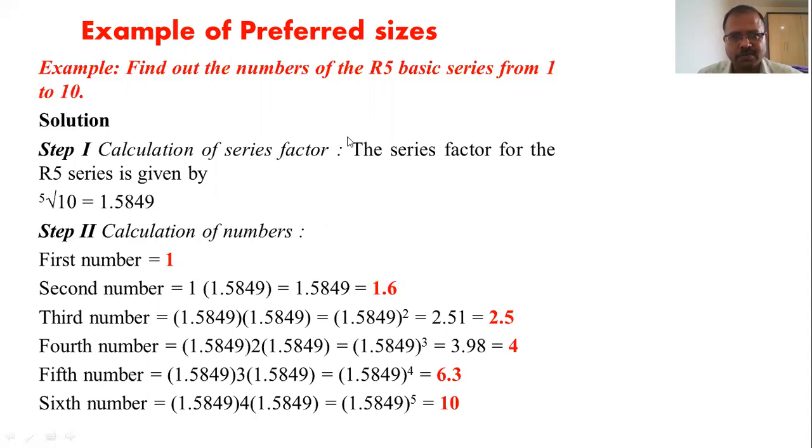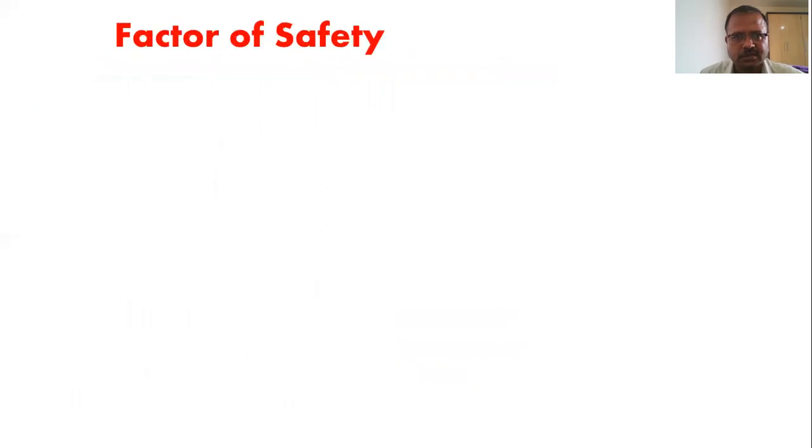As in case of R5 basic series, we have got 6 numbers, 5 plus 1. In R10 series, we will get 10 plus 1. In R20 series, we will get 20 plus 1, and so on. So these are the preferred sizes and the preferred numbers.